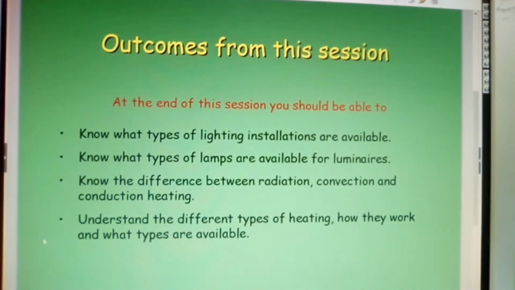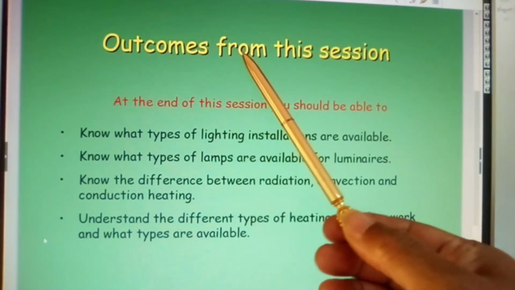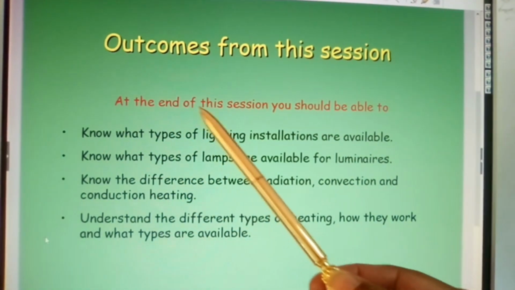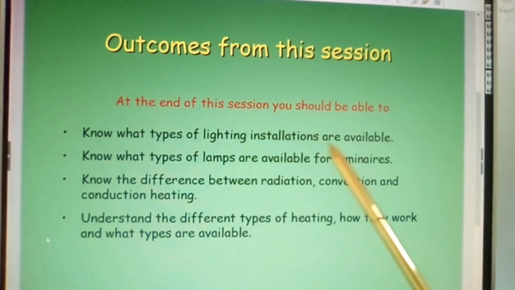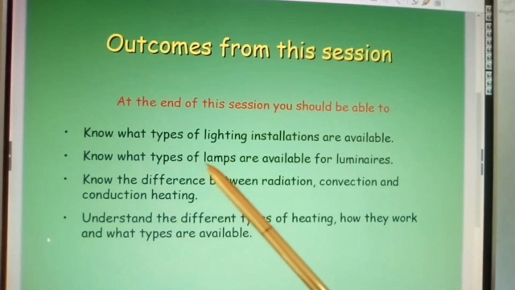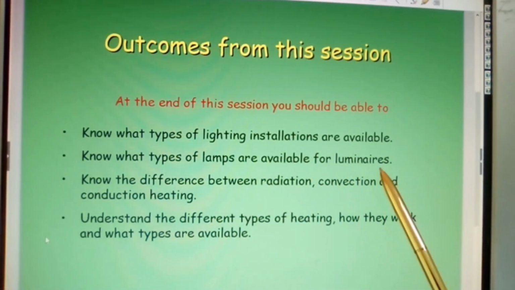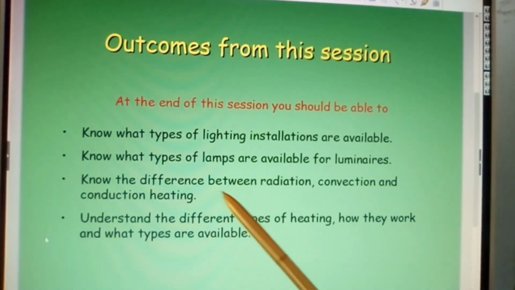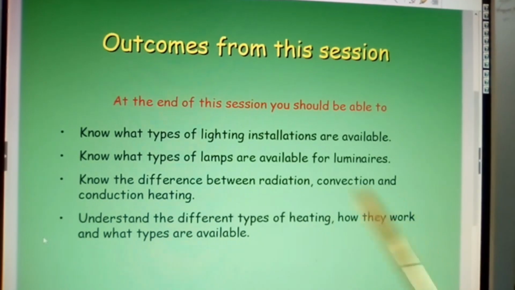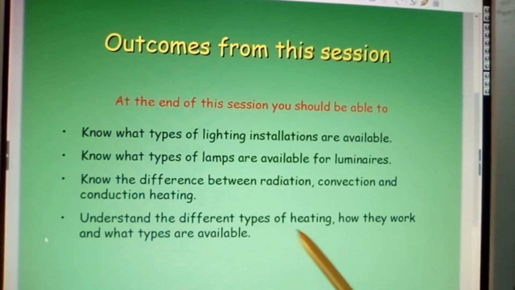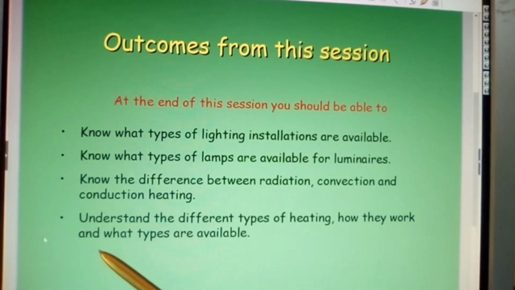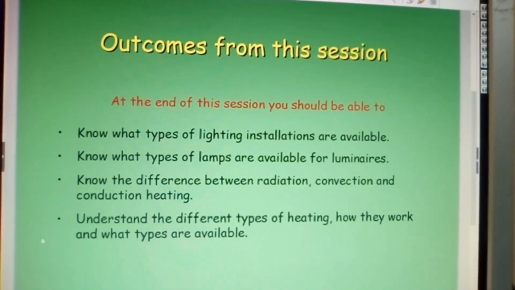Now, outcomes from this session. By the end of this session, you should be able to know what types of lighting installations are available, know what types of lamps are available for luminaires, know the difference between radiation, convection, and conduction heating, understand the different types of heating, how they work, and what types are available. Okay.